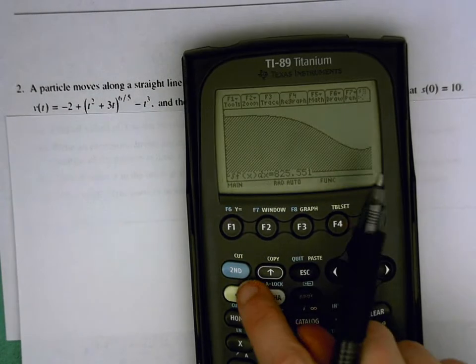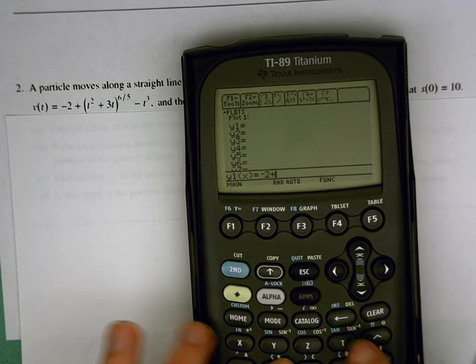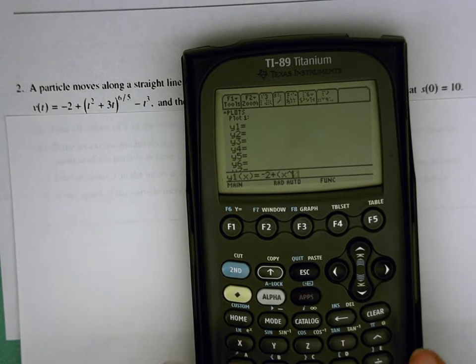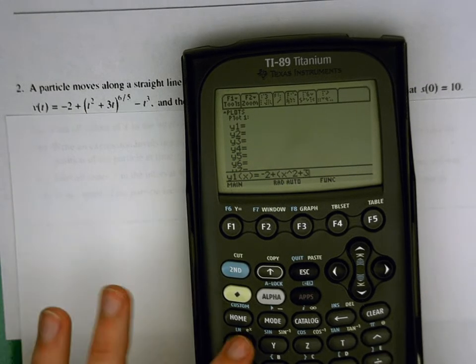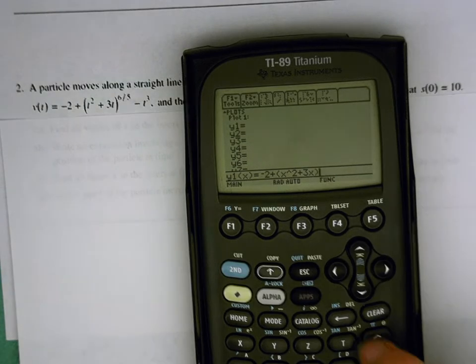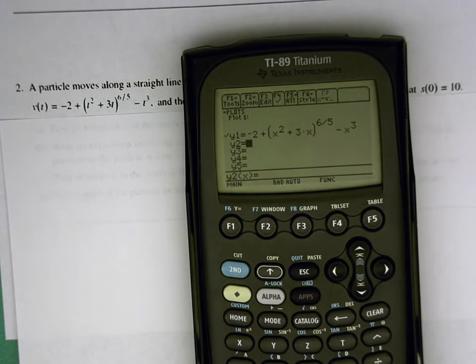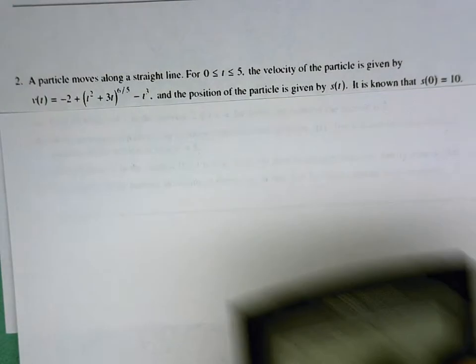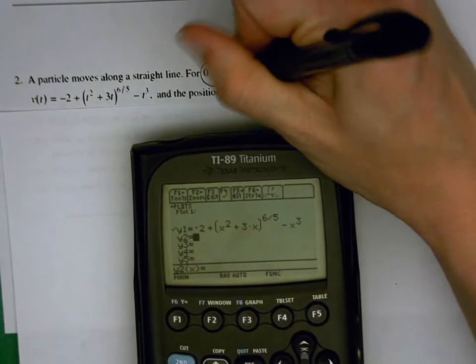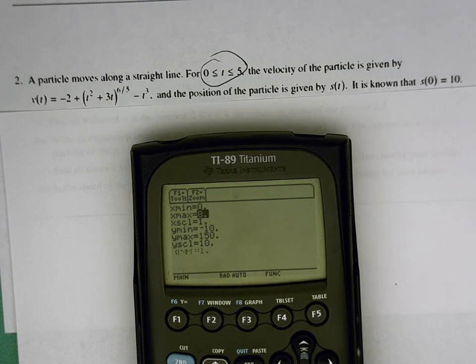Okay, so we're going to go ahead and go to y equals. And let's plug in -2 plus the quantity of t squared, which I'm going to call x because I'm going to put it into my graphing calculator, into my y equals, plus 3x to the 6/5 minus x cubed. Right? Okay, and this is between 0 to 5, so I'm going to notice I have an interval here, so I'm going to go ahead and constrain my window 0 to 5.